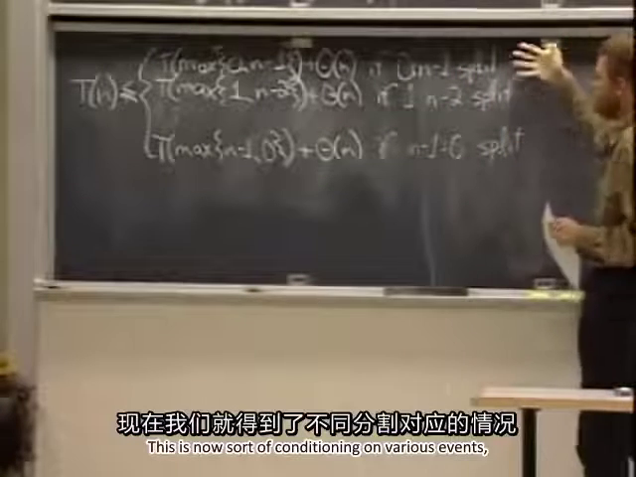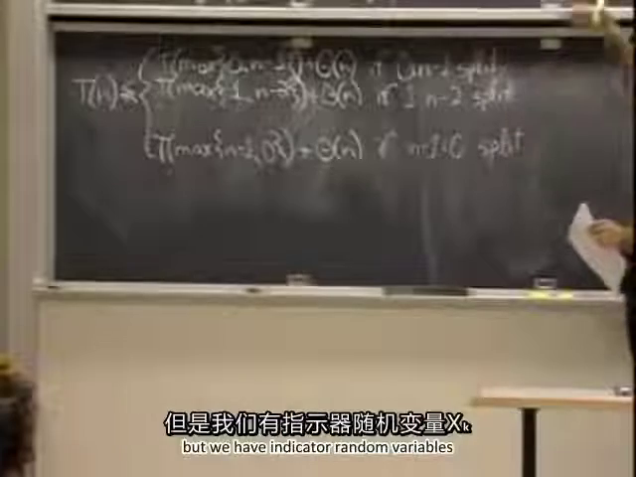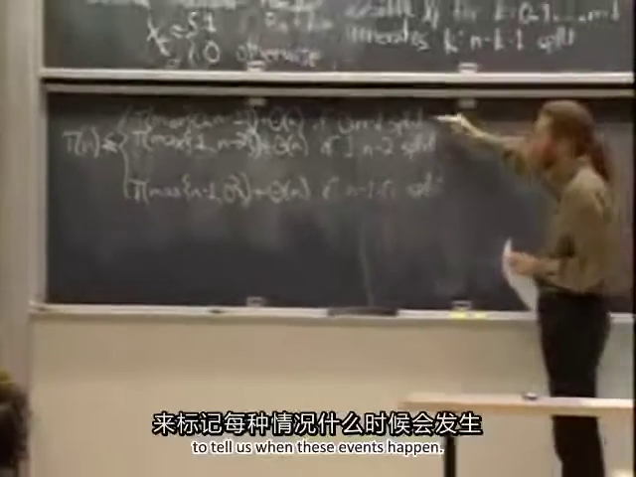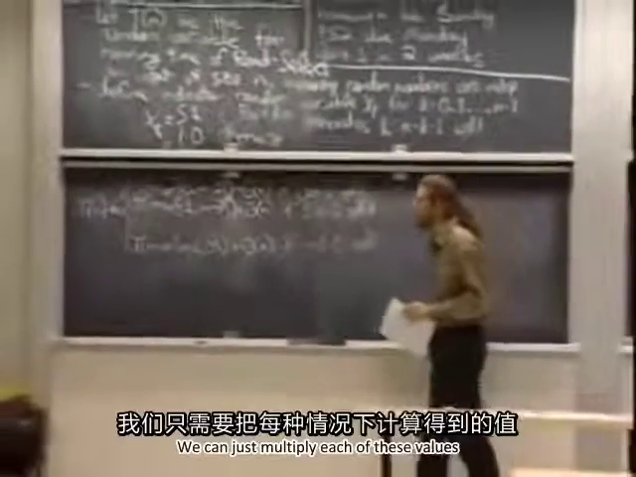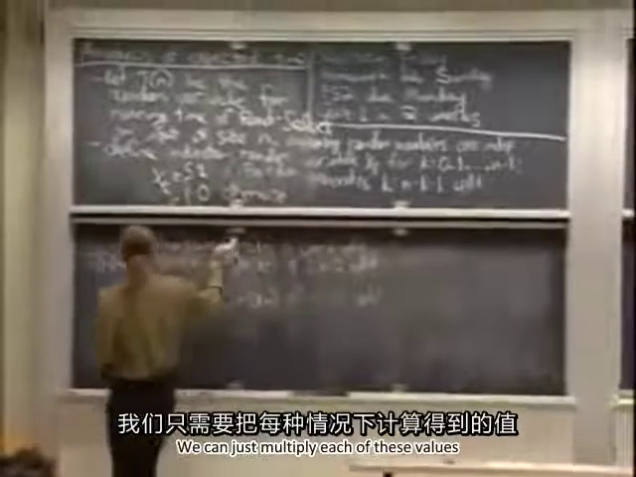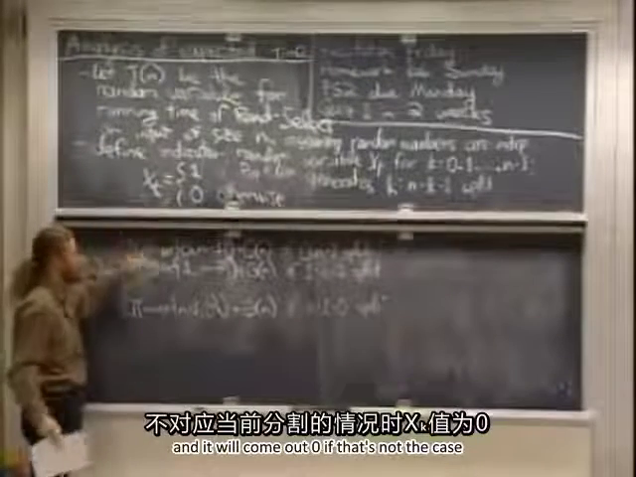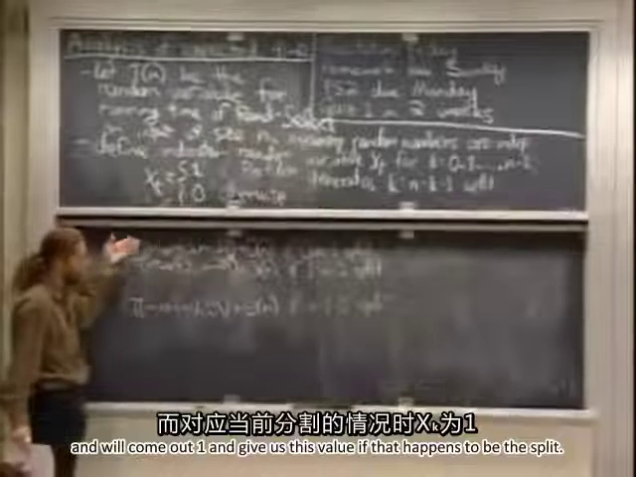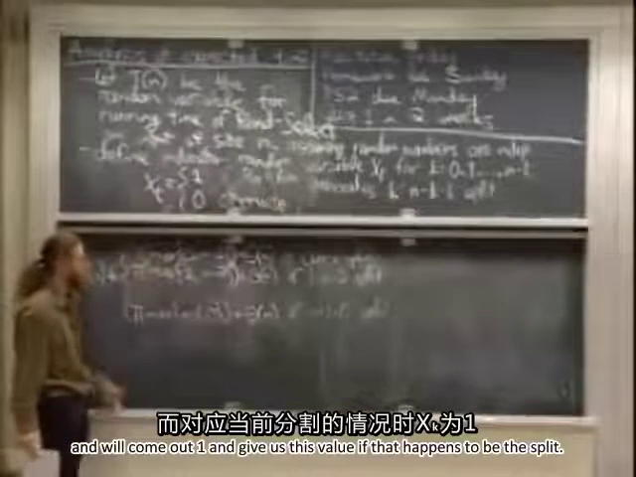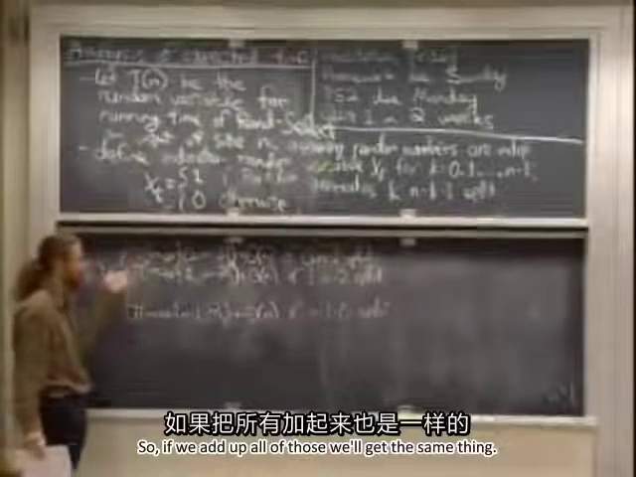So this is now sort of conditioning on various events, but we have indicator random variables to tell us when these events happen. So we can just multiply each of these values by the indicator random variable, and it will come out 0 if that's not the case, and it'll come out 1 and give us this value if that happens to be the split. So if we add up all of those, we'll get the same thing.